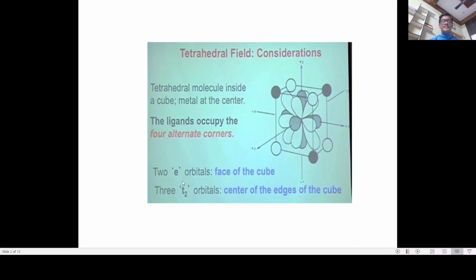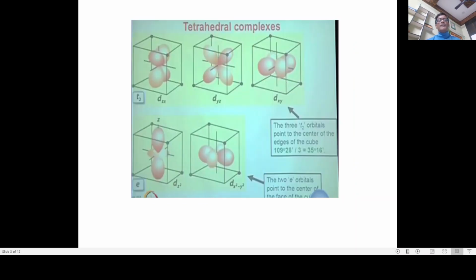So the three orbitals that lie along the axes of the cube are the E set, and in the tetrahedral complexes you can find T2, dxz, dyz, dxy, while the dz² and dx²-y² are the E set. The T2 orbitals point to the center of the edge of the cube, at an angle of 109 degrees.